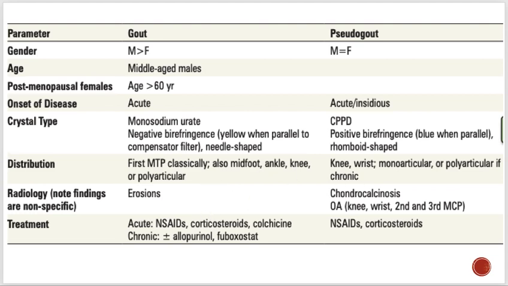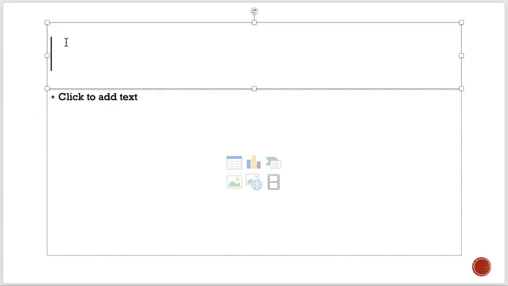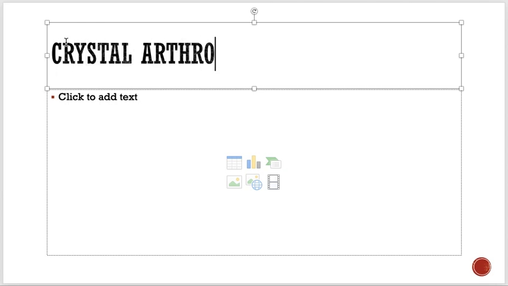So we are going to discuss today crystal arthropathies. Now, crystal arthropathies, as I told you, are gout and pseudogout. First of all, we are going to discuss gout.